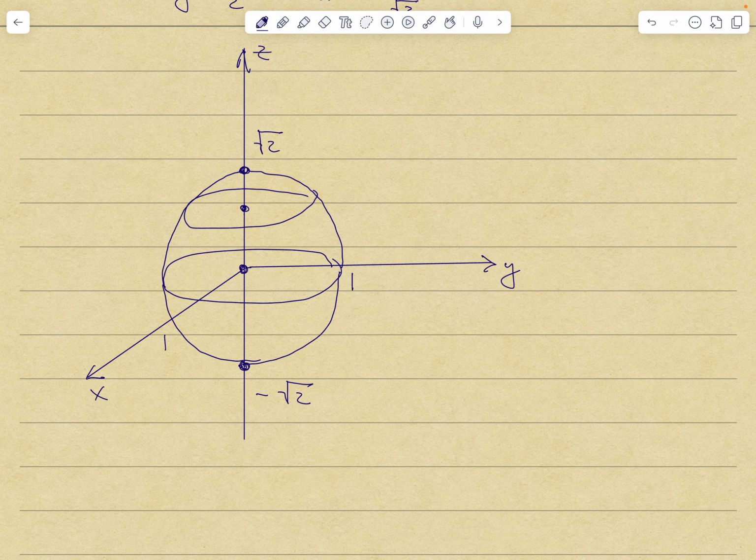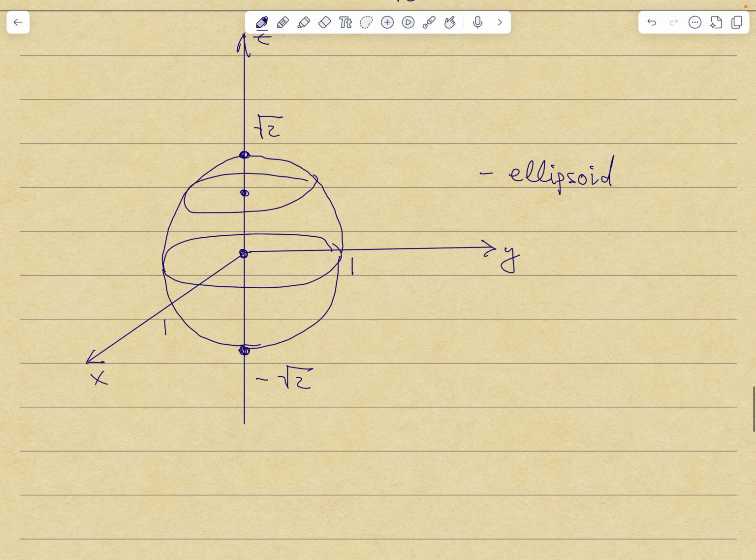And so what you see is that this essentially is kind of like a sphere, but in this case it's stretched along the z-axis. So the distance that the surface covers along the z-axis is from minus square root of 2 to square root of 2, but along the x and y-axis it is from minus 1 to 1. So it is kind of a stretched sphere along the z-axis. This is called an ellipsoid. Where does the word ellipse come from?